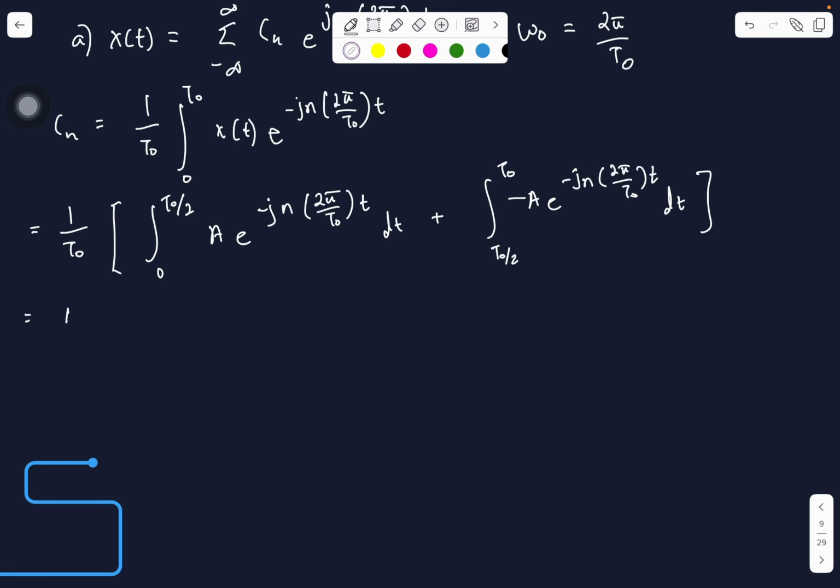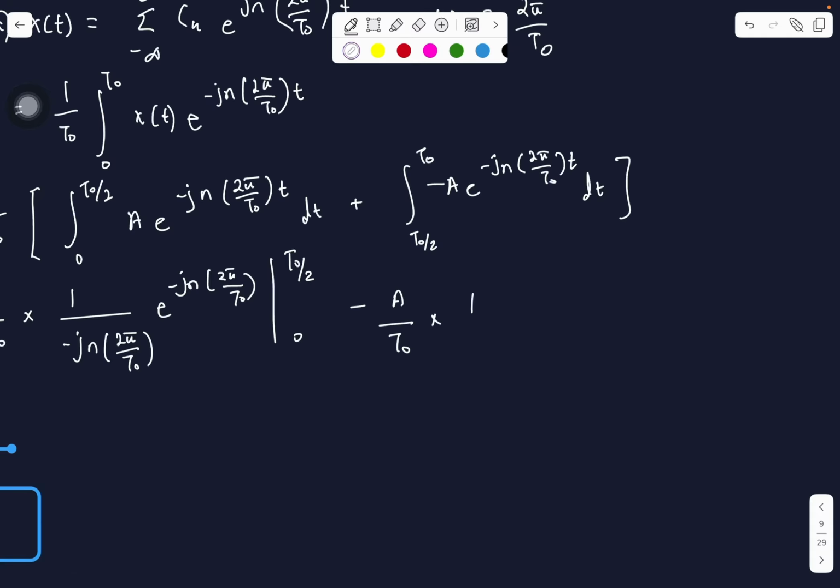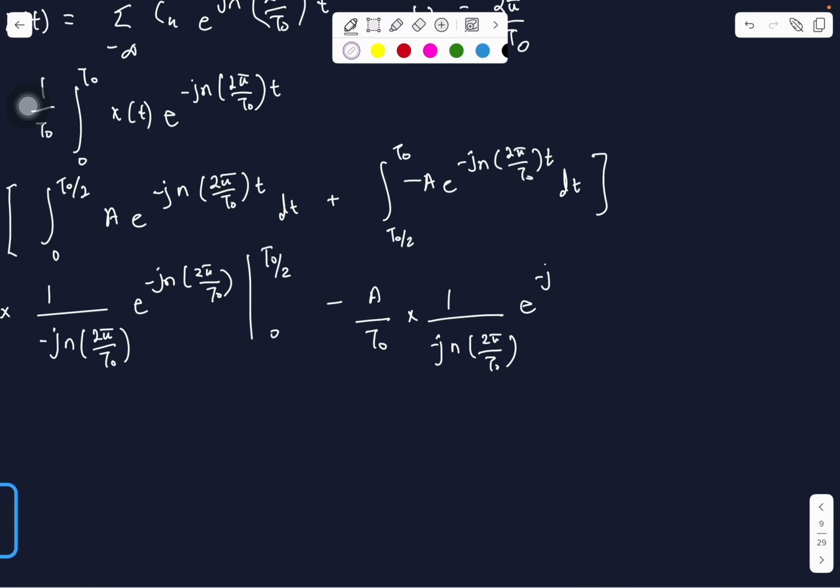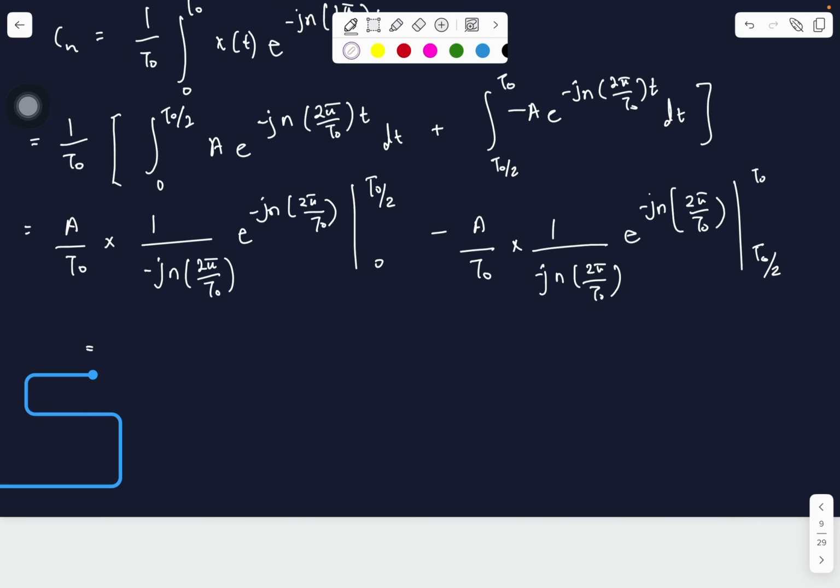Next, we evaluate the integral a over t naught times 1 over negative j n 2 pi over t naught, then exponent jn 2 pi over t naught between the limits, a over t naught, same thing, exponent negative jn 2 pi over t naught and the limits. Okay, let's substitute the limits. We can bring this into the numerator, it will be canceled, so we can cancel this.